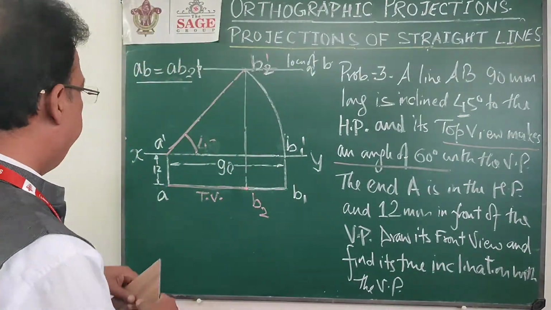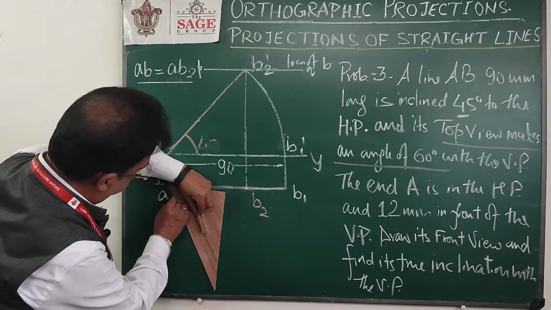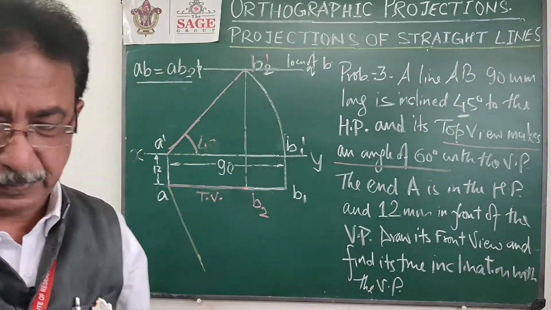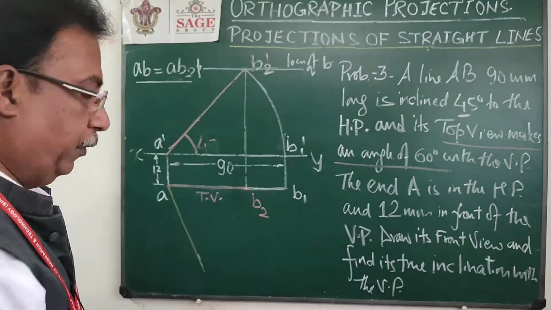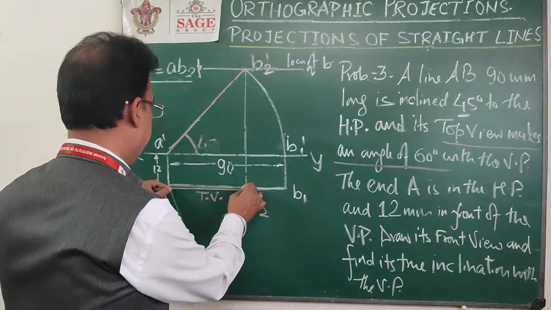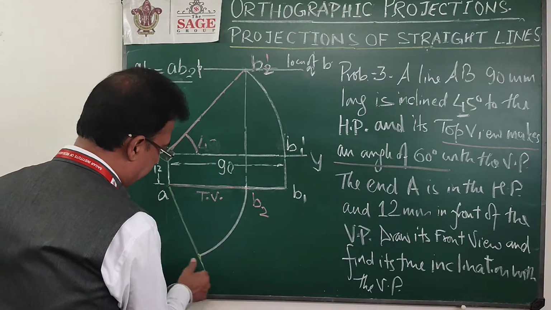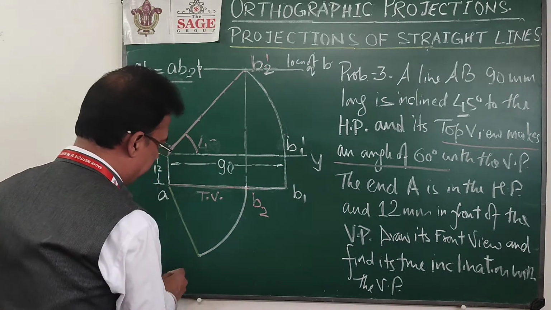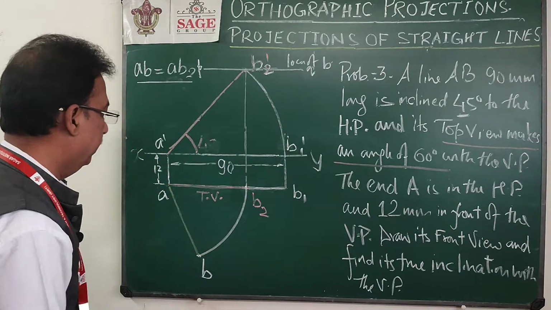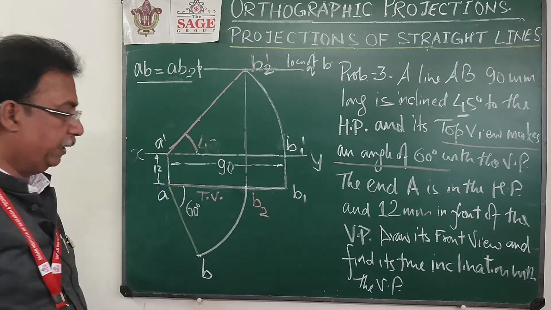So in the top view I will make this line inclined 60 degrees to the VP, and we will rotate which length? The final top view length. So rotate this top view so that it is inclined by 60 degrees. Take A as center, AB2 as radius, and rotate it like this, and you will get the final point, that is B. Now the top view of the line is inclined 60 degrees to the VP.